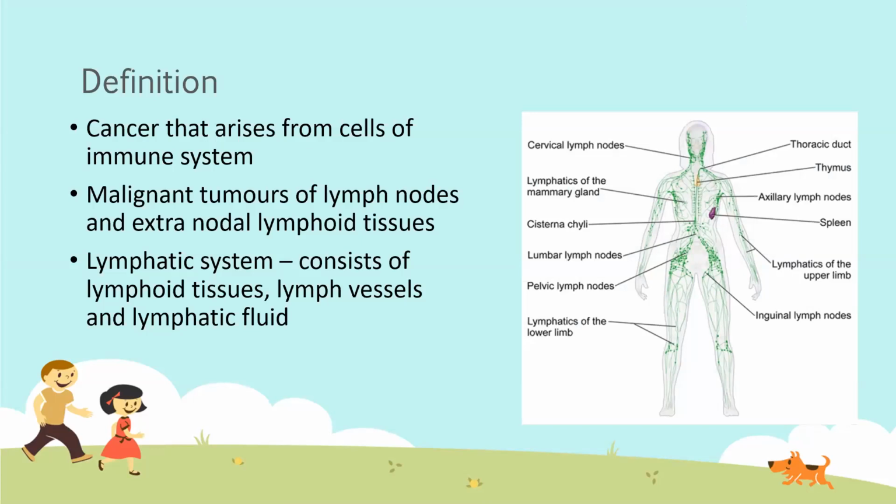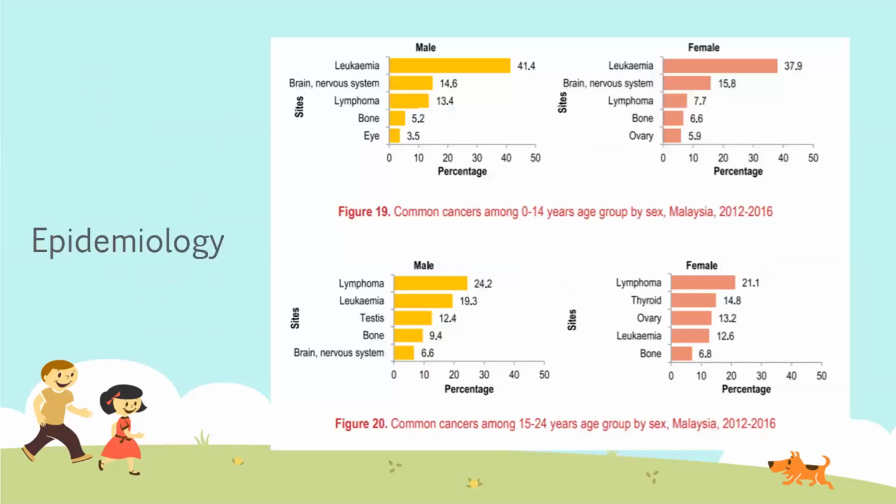Previously, during basic medical sciences, we have learned about the lymphatic system and its function. It is located all over our body and connected by the lymphatic vessels. It consists of lymphoid tissue, lymphocytes, and lymphatic fluid. The figures inserted in the slide show the sites of lymph nodes in our body and its vessel networks.